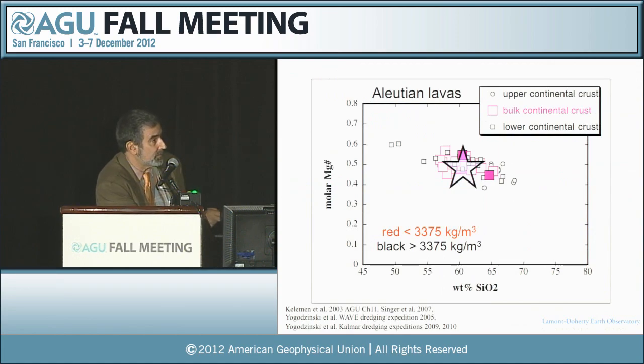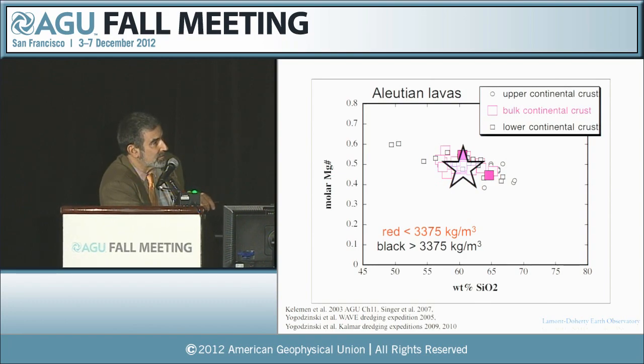So here is a diagram. You can't see it very well. I guess I made this a little too gray. But in the background here are now calculations of compositions, black and red, for this whole compilation of eruptive lavas. The black symbols are denser, and the red symbols are less dense, than 3375 kilograms per cubic meter at 3 GPa and 700 degrees C.